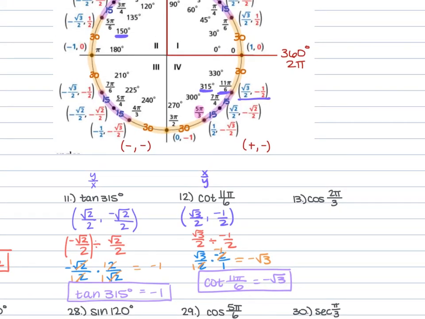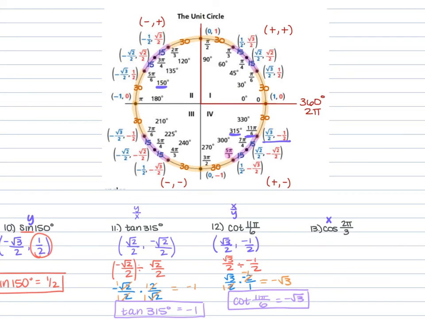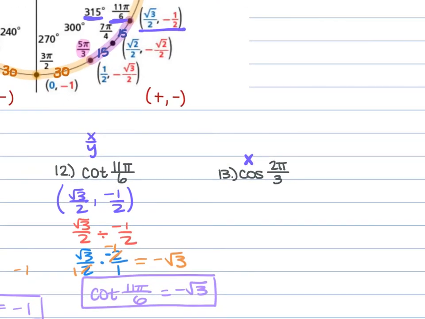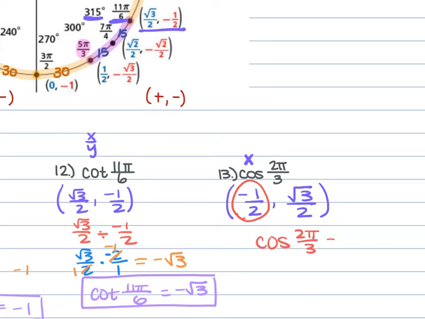For 13, we have the cosine, so that's x, of 2 pi over 3. 2 pi over 3 is here, so we're going to use this ordered pair, the negative 1/2, comma, square root 3 over 2. So our x value from this is just the negative 1/2. So the cosine of 2 pi over 3 is equal to negative 1/2.